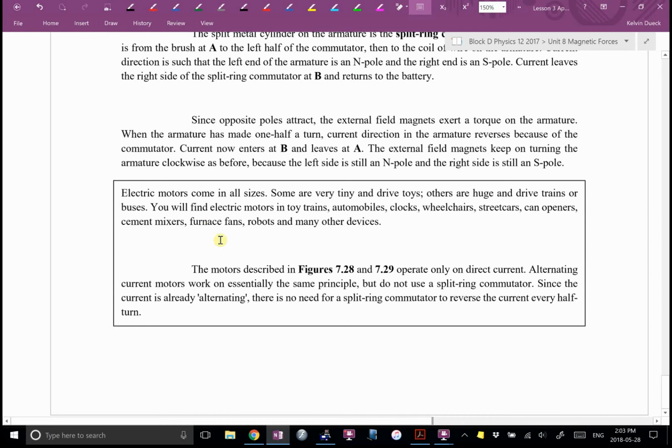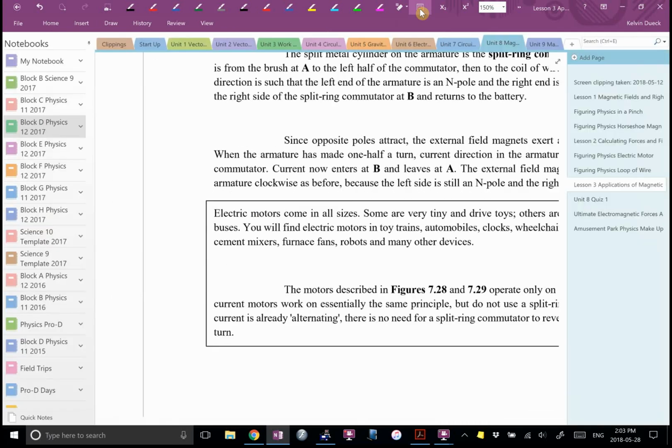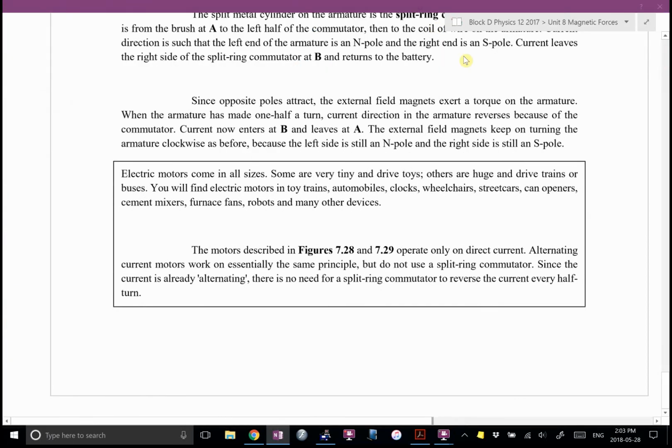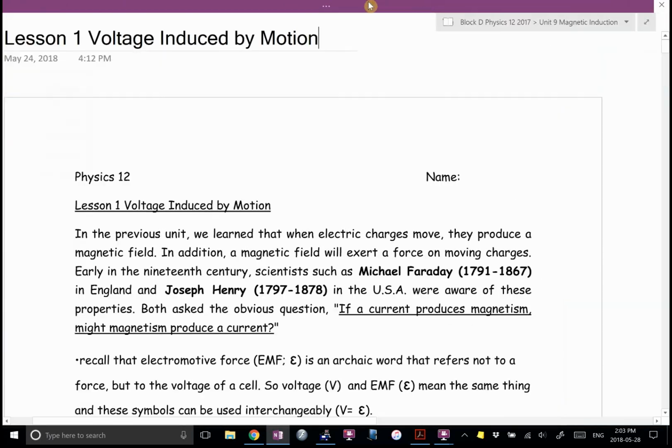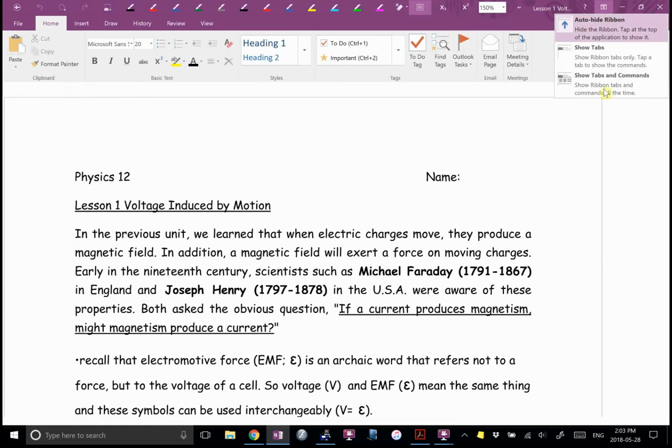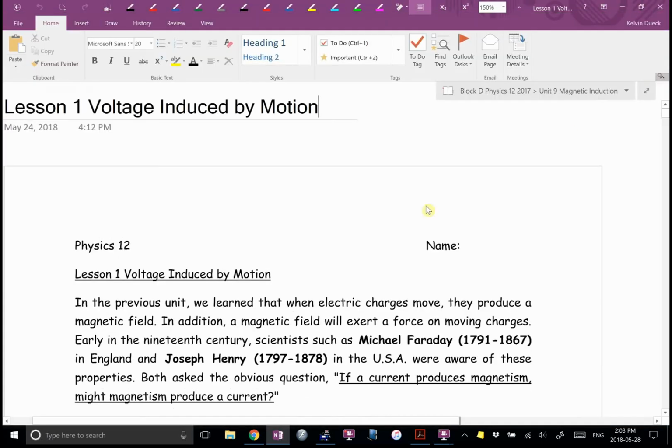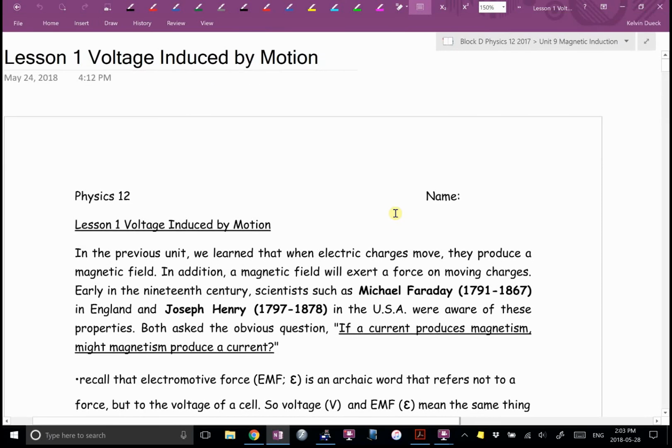Okay? So now, if you'd be so kind as to get out lesson 1 that I handed out earlier, please. Voltage induced by motion.